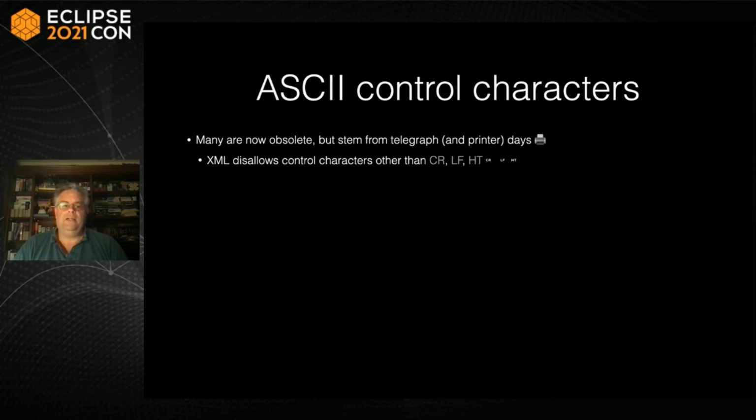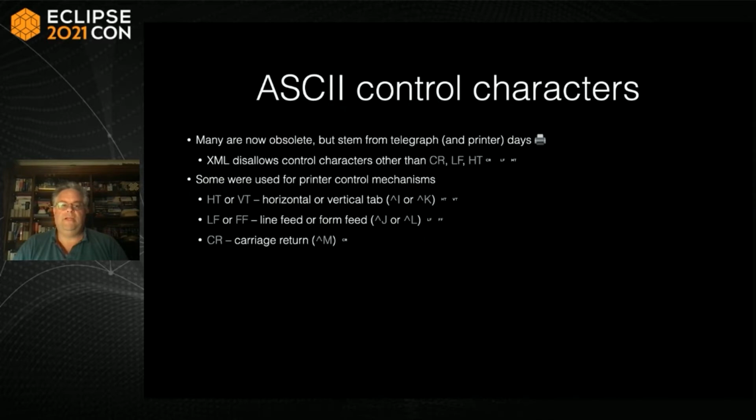Some of these characters are allowed in XML, but the majority of them aren't. XML allows you to have carriage return, line feed, and horizontal tab within text, but it doesn't allow any of the other ASCII control characters. Mainly that's because they were used for printer mechanisms. Horizontal and vertical tab allowed you to move the carriage, the printer element that moves across the page, sideways or downwards. Then we had line feed, which rotated the drum, and form feed, which rotated until the next page, or in the case of laser printers, finishes the page and prints it out.